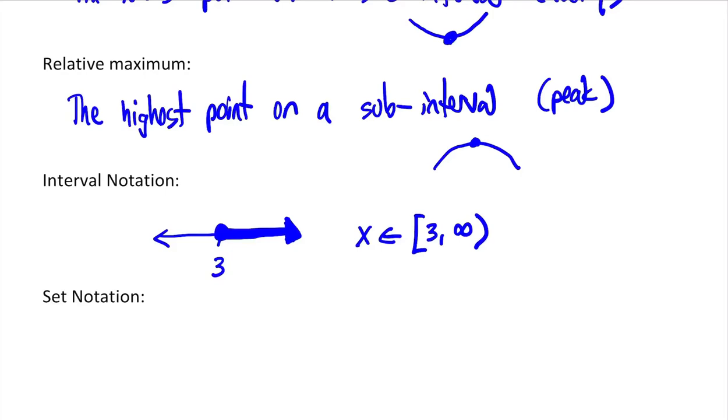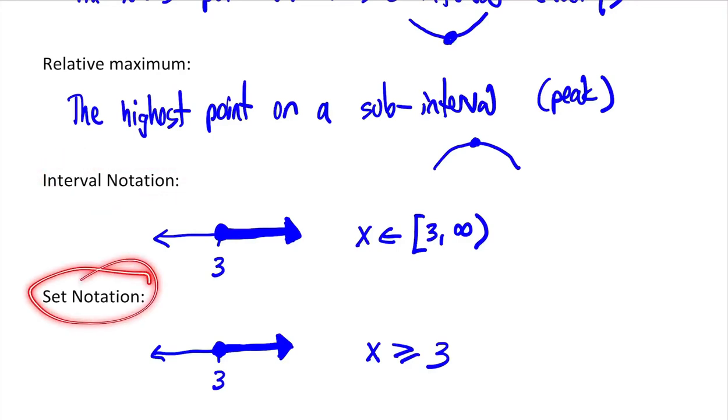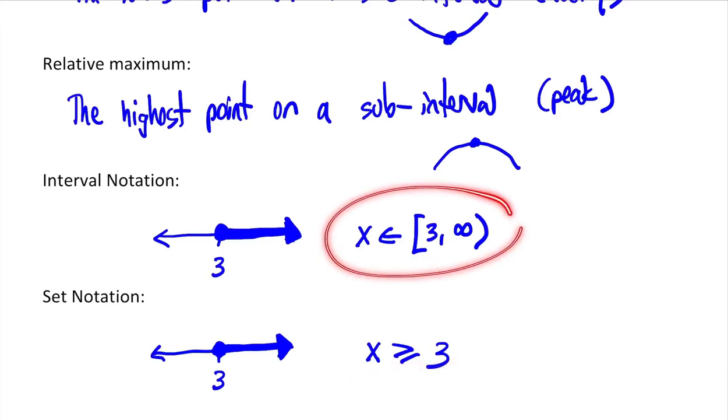Set notation. So let's talk about the same interval here. So let's say this is what you have on your number line. How do you write that in set notation? Well, that's pretty easy. You're just going to say x is greater than or equal to 3. Sometimes you'll be asked for specific notation like either interval or set. Sometimes it just leaves it up to you. It's great to know both because sometimes interval notation is a little bit easier to use if you have the choice, and other times set notation is.